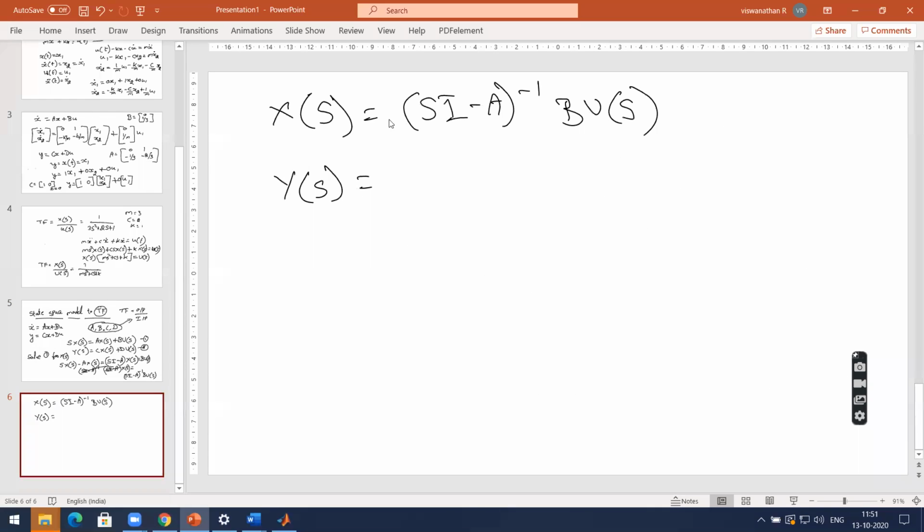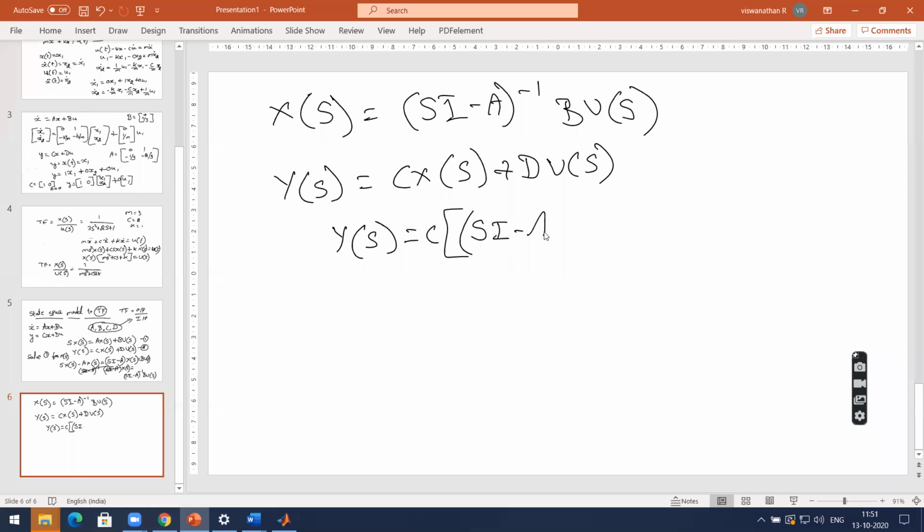Okay, so substitute, I'll just write down the equation again. Y(s) is equal to C into X(s) plus D into U(s). So what you do is, in place of X(s), put this: (sI minus A) inverse B U(s), then the whole thing multiplied by C, plus D U(s).